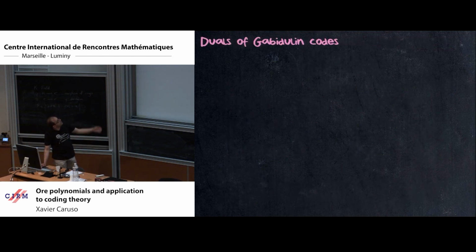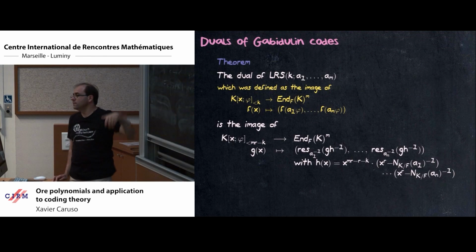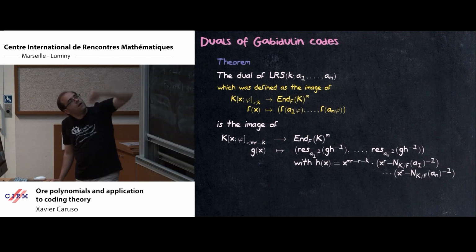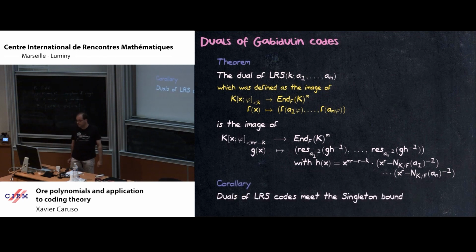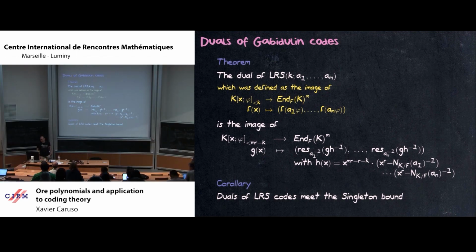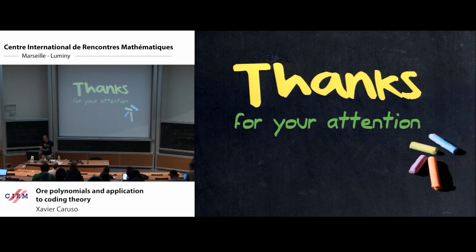And using this, you can finally prove this theorem, which is that the dual of the linearized Reed-Solomon code is the image of a code like this, where you have the residue at a_i inverse of something like this. And the corollary of this is that the dual of the linearized Reed-Solomon code meets the Singleton bound as well, as for Reed-Solomon codes. And I'm done.